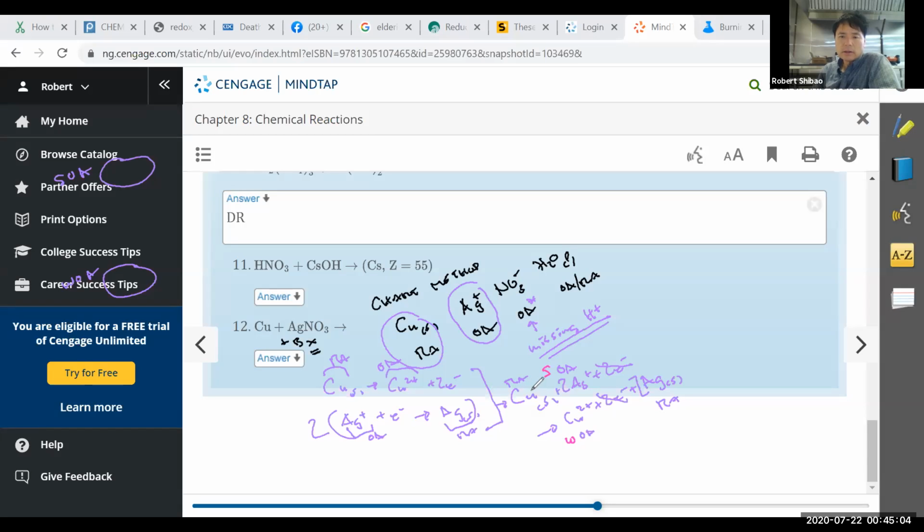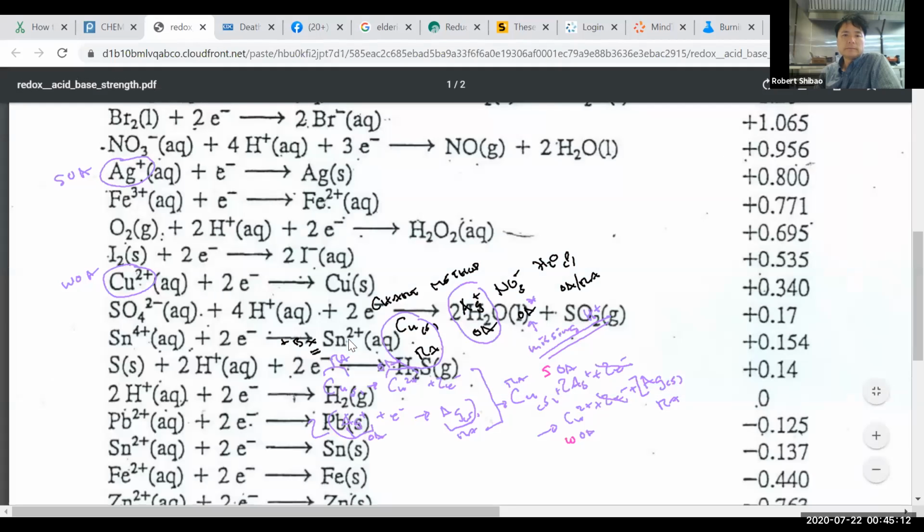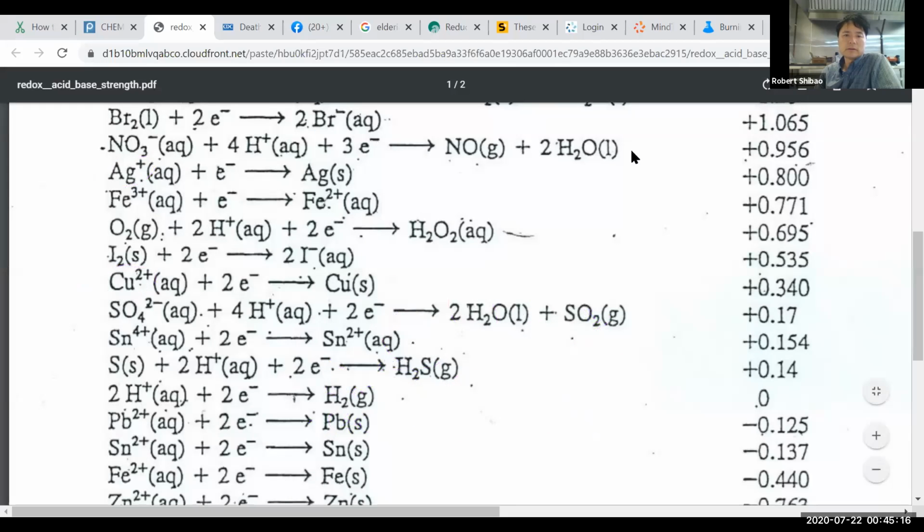And so let's look at the metals, copper versus silver. Copper versus silver. Let me clear this, it's getting messed up. And so when we look at copper, copper is a stronger RA than silver. Copper is closer to lithium at the bottom. The copper is a stronger RA than silver.